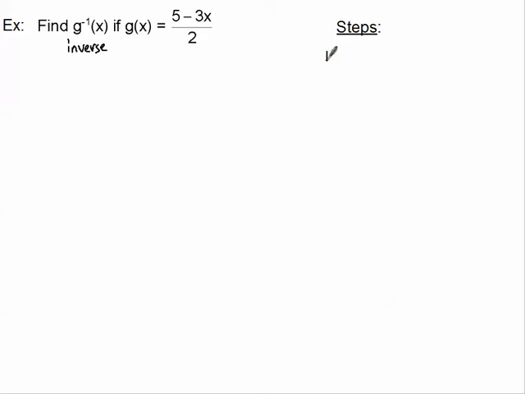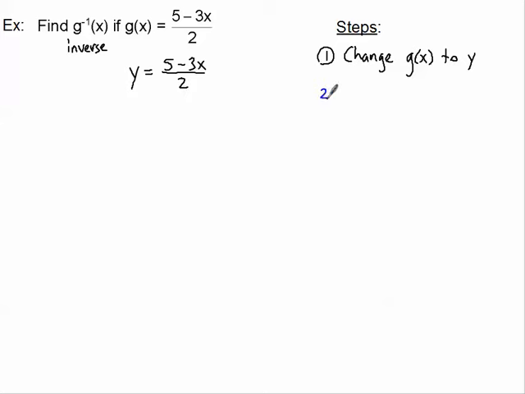So it's a four-step process, pretty simple. The first step is just so it's easier to deal with, instead of dealing with the g of x symbol, let's just change g of x to y. I mean, it is just a fancy name for y, so let's go ahead and do that first. It's just easier to manipulate a y, I believe. So y equals (5 minus 3x) divided by 2. So that's the first step.